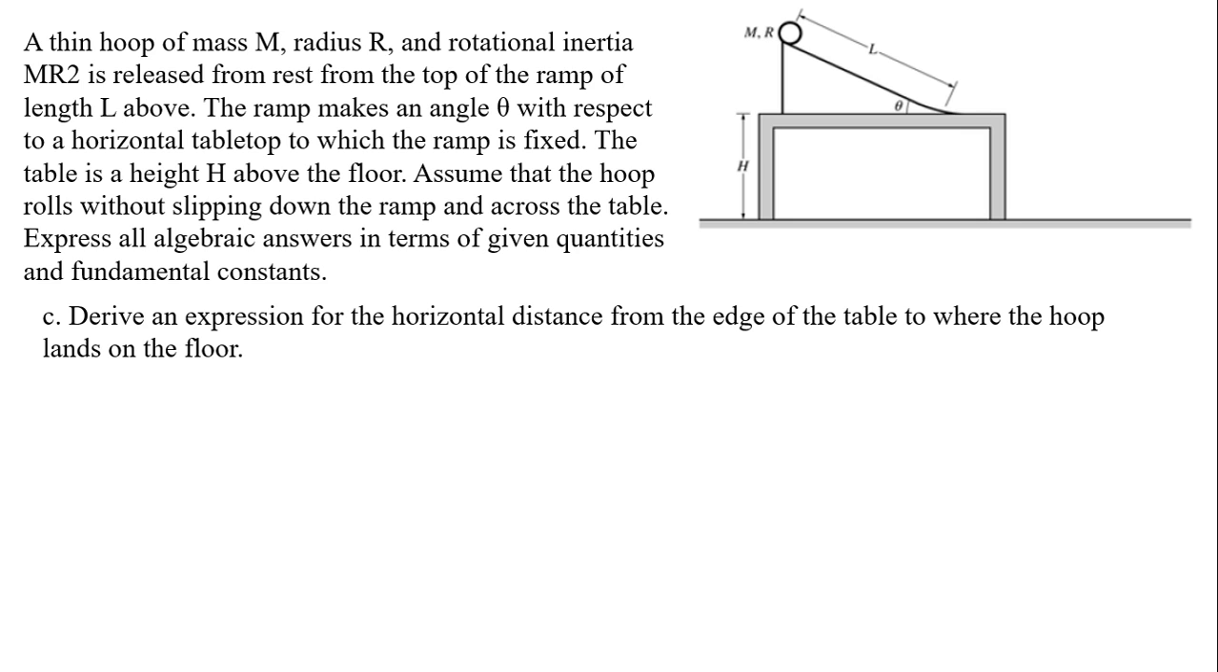Derive the expression for the horizontal distance from the edge of the table to where the hoop lands on the floor. Now, remember, when this takes off, it only has velocity in the x direction. And then you need the time to fall down equation. So delta y equals gt squared over 2, right? So t equals, hey, look at that, it's the time to fall down equation. Delta x equals vxt, right? Okay, so delta x equals the square root of GL sine theta times t. That's what we got for the v, if you remember. Right back here.